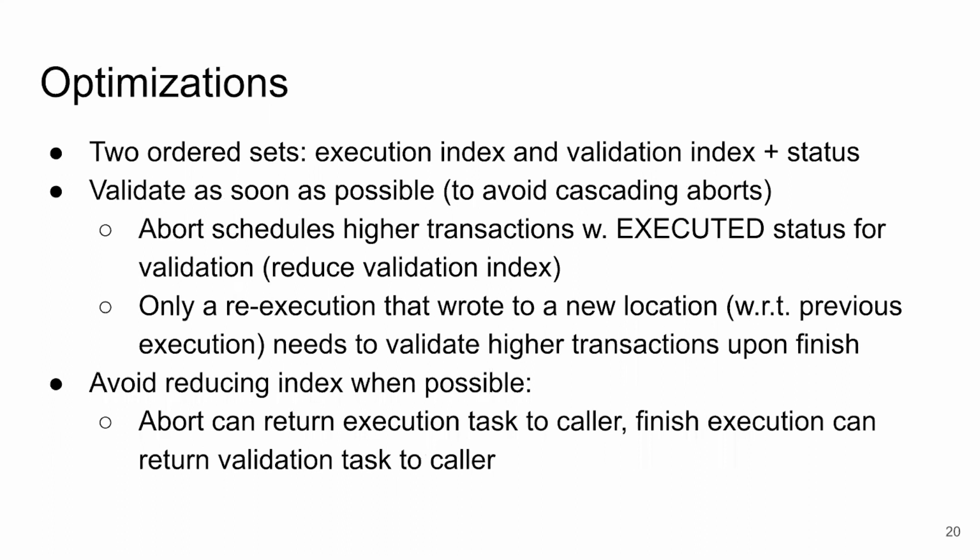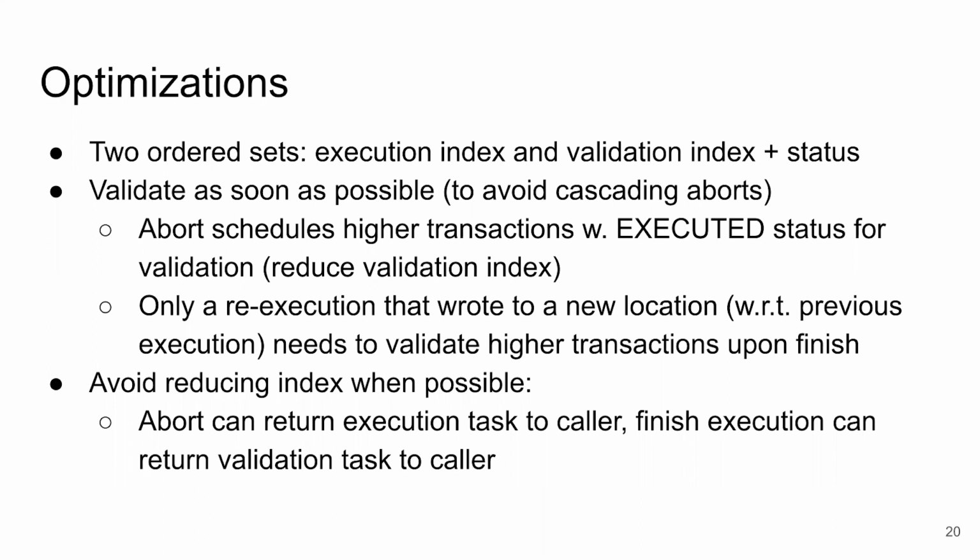There are some optimizations that are really useful, but I will not go into them because they're important for performance, but not very fundamental. The only one I can mention is that it all becomes a question of how early we can start validation. The earlier you can start validation, the earlier you catch potential aborts and avoid the cascading. And also, how can I avoid doing useless work? Because when a validation fails, you re-execute that transaction, but you dispatch everything else for validation.